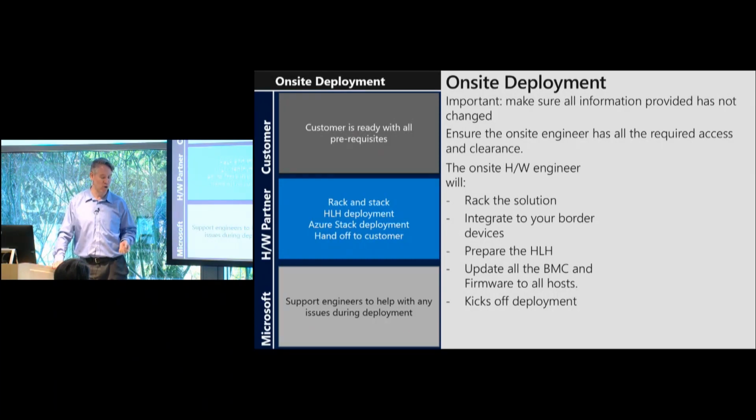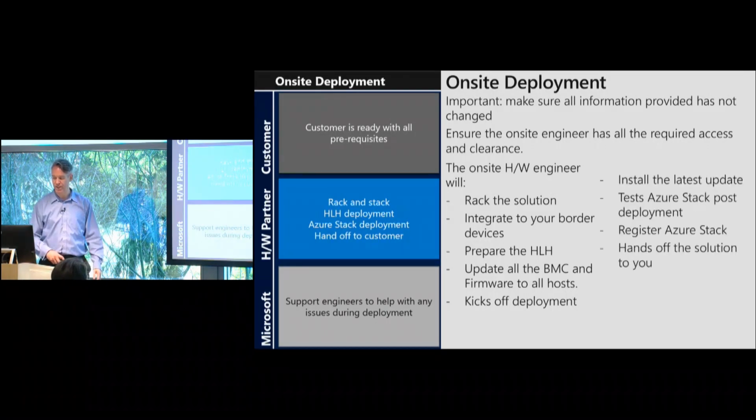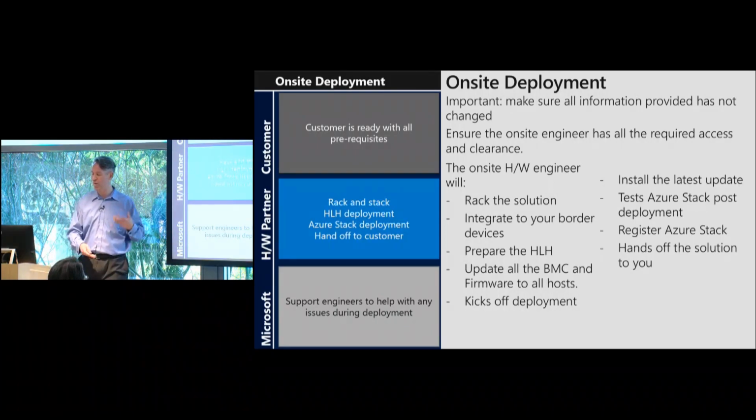Baseboard management controller is updated. All the firmware and all the devices are at the right level. All of the hard disks spin up. There's no failures. Nothing bad is broken in shipment, etc. And then we'll kick off the software deployment itself. So that's a sort of a rough schedule of what happens on the hardware front.